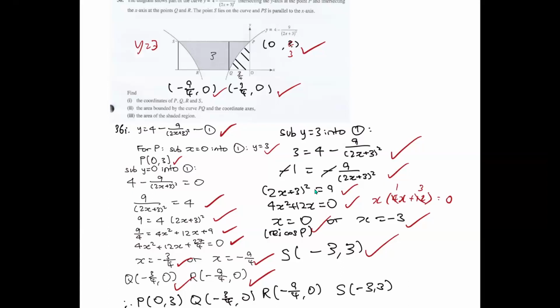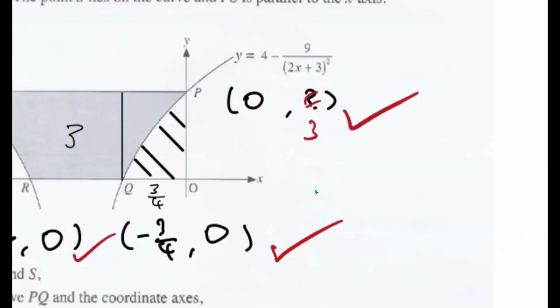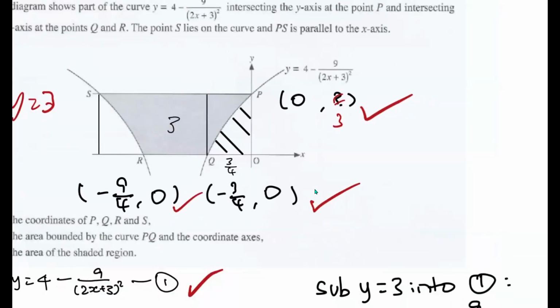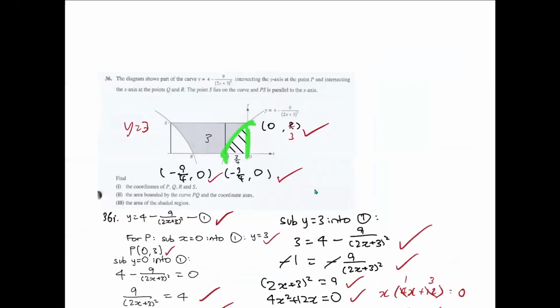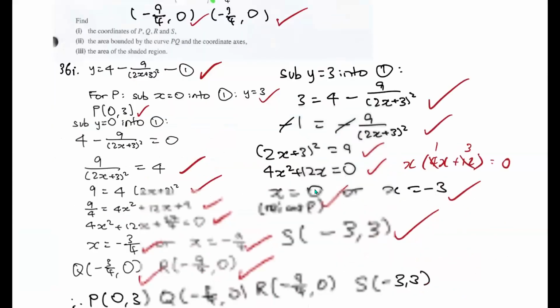Okay, let's see. Area bounded by the curve PQ and the coordinate axis. So it's basically the shaded region. Hold on. It's basically a shaded region that you drew yourself over here. This part here. So how do you do that? A few different ways. I think the easiest way is to do it by dx. So we go from -3/4 to 0, integrate this guy. Is that what you did? -3/4 to 0, integrate this guy.